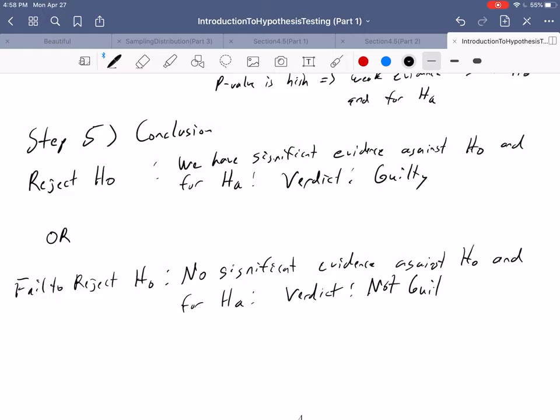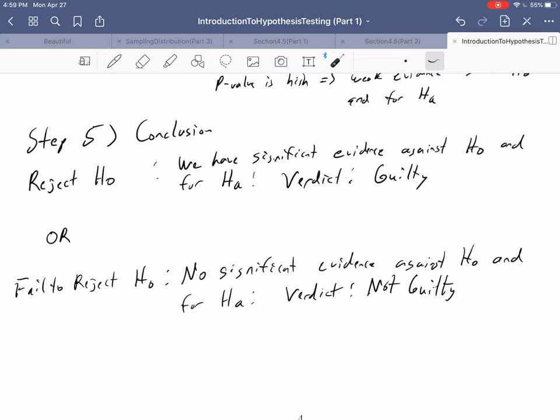And this is the whole reason that I really wanted to focus on this part right here. Because failing to reject H0, like I said when we were first having this discussion, isn't saying that we support the null. It's just saying we don't see any reason to move away from it. So in a court case, failing to reject H0 doesn't mean that we think the person's innocent. We're just saying we don't think that they're guilty.